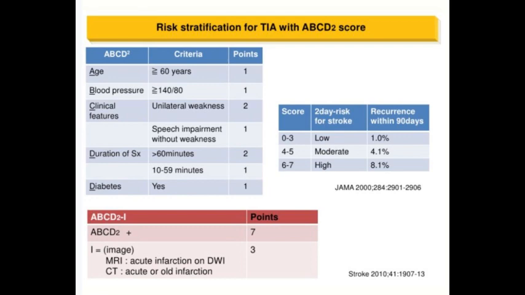Like we said, the highest risk of stroke occurs within 48 hours. If a patient has a score of 0 to 1, the risk of stroke is about 0. If a patient has a score of 2 to 3, the risk of stroke becomes 1.3%. A score of 4 to 5, the risk becomes 4.1%, and a score of 6 to 8 gives you a risk of 8.1%.